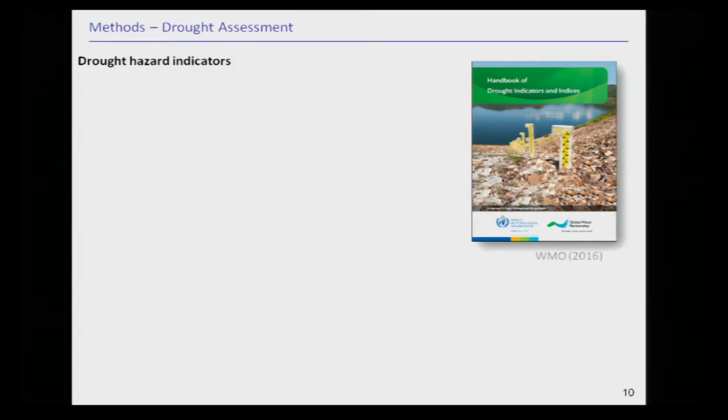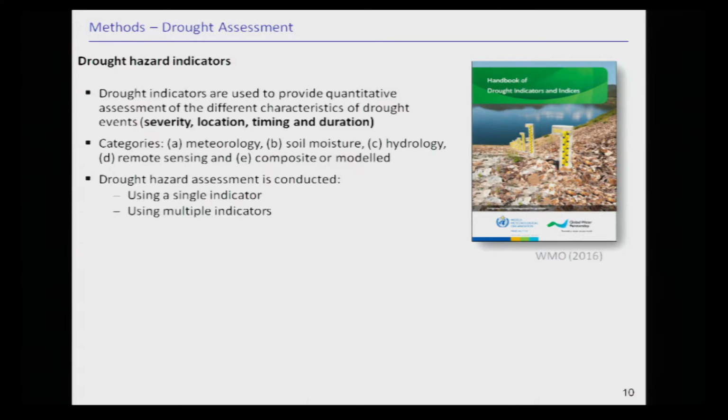Regarding drought hazard indicators, which could be used for drought hazard assessment, there are numerous indicators which were developed so far. A good overview of the existing indicators from different perspectives could be found in the Handbook of Drought Indicators and Indices, which was published by the World Meteorological Organization in 2016.